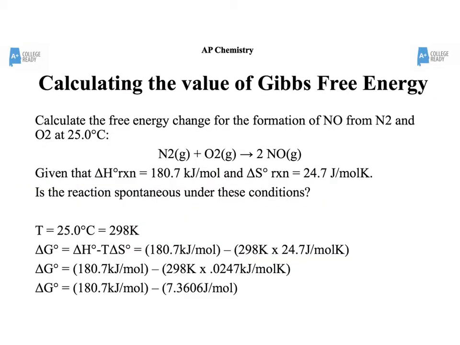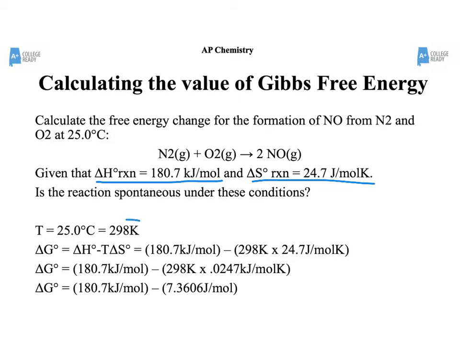So, a quick calculation example. Calculate the free energy change for the formation of nitrogen monoxide from nitrogen and oxygen at 25 degrees Celsius. So there's our balanced equation, and they're giving us two things. They are giving us the enthalpy and the entropy values. And the question is, is the reaction spontaneous under these conditions, or is it thermodynamically favored? That would be better wording.